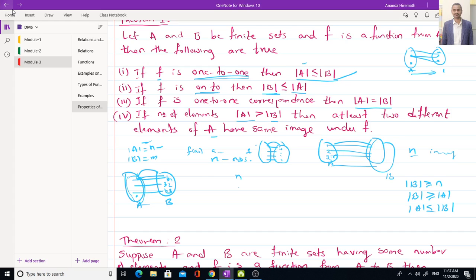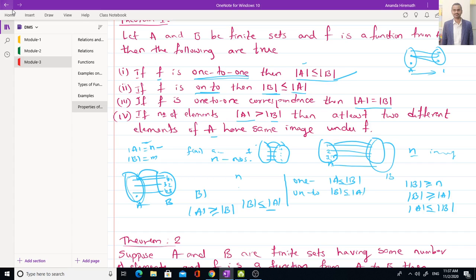So what we can say is the number of elements in A must be greater than or equal to the number of elements in B. Therefore we can write it as: number of elements in B is less than or equal to number of elements in A. Okay. So for 1 to 1, it is A less than or equal to B. For onto, it is B less than or equal to A.